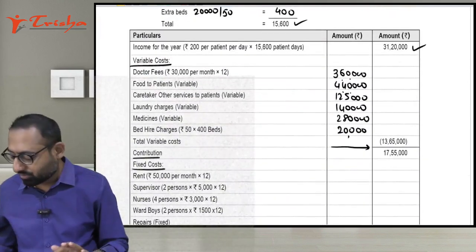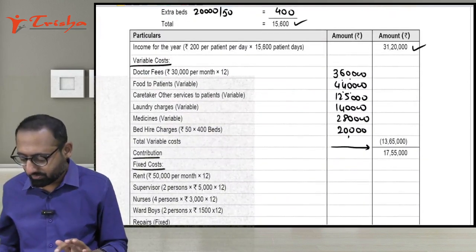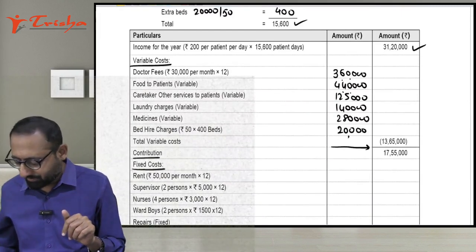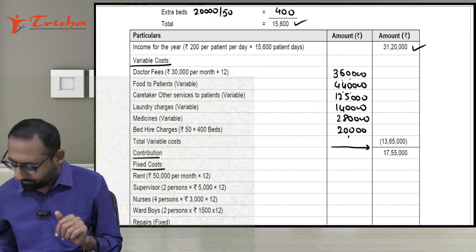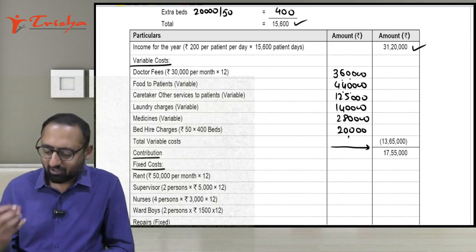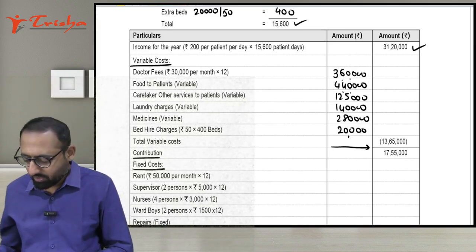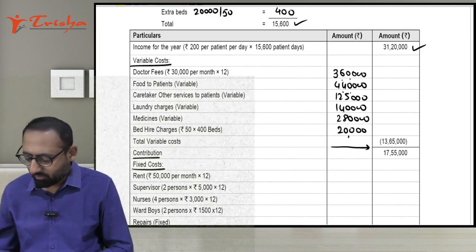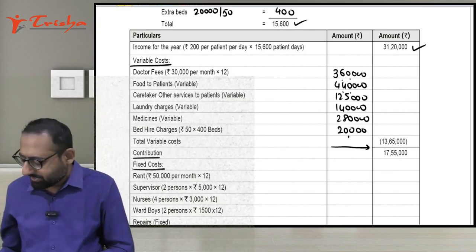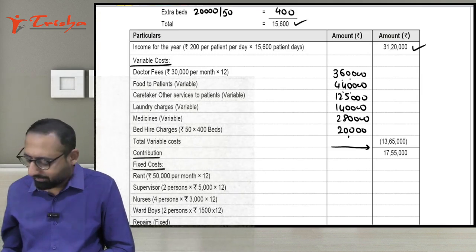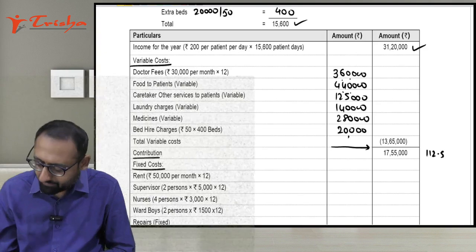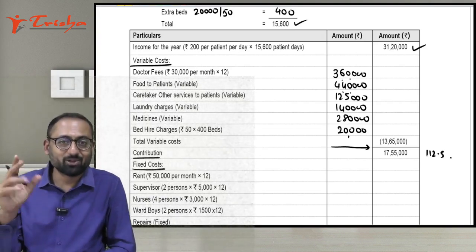I'll take a total of these: 3,60,000 plus 4,40,000 plus 1,25,000 plus 1,40,000 plus 2,80,000 plus 20,000. Your total comes to 13,65,000. Sales minus variable cost, fees recovery minus variable cost, will be your contribution. So 31,20,000 minus that gives a contribution of 17,55,000. Perfect. 17,55,000 divided by 15,600 per patient will be 112.5 contribution. It will be required while calculating break-even point.